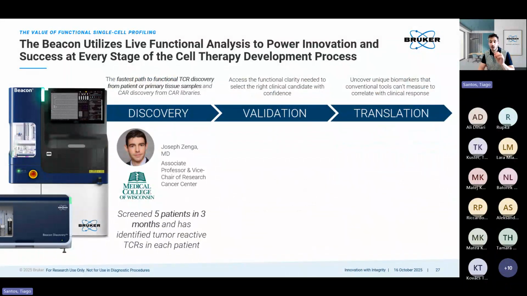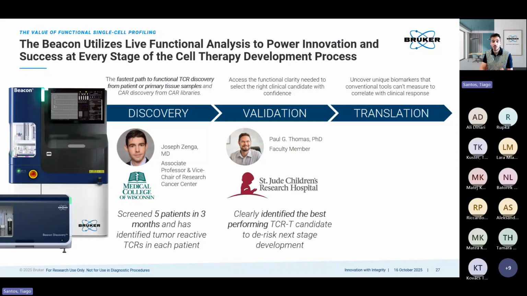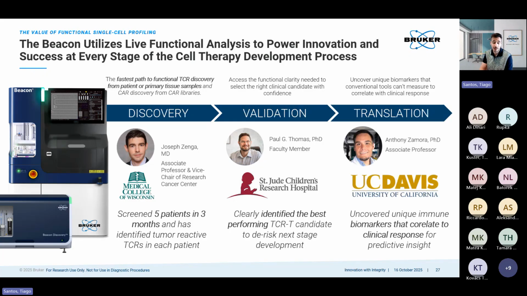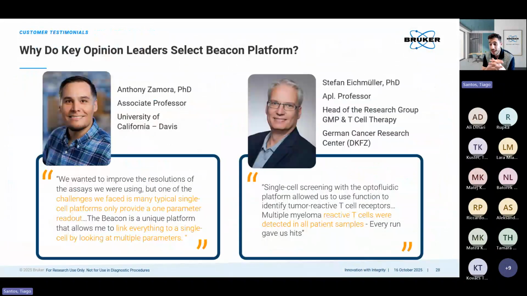So I'll give you examples. For example, Professor Zenga working on TCRs. In validation as well, Paul Thomas working on TCRs in order to try to better characterize these candidates, and in translational, Professor Anthony Zamora. Speaking of Anthony Zamora, he published very recently, back in March, the data that he got through the Beacon from validation to translational in his CAR-T clinical trial.